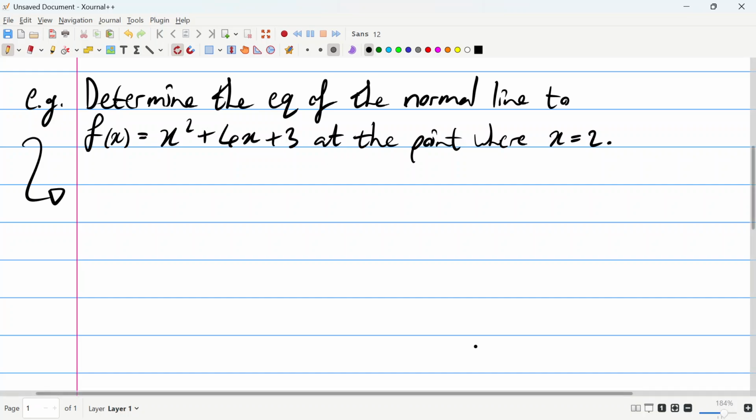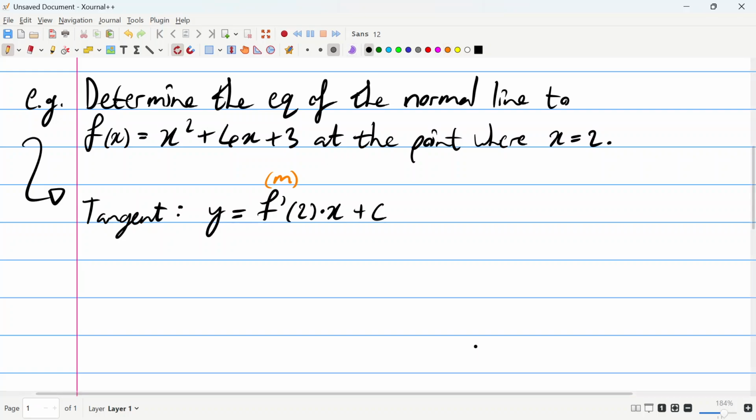Okay, so first things first, we need to know that the tangent equation would be in the form of y equals f prime of 2, because remember, we're doing it at the point 2, times x plus c, right? So we need to get it in this form, where this is basically the gradient at the point where x is equal to 2, okay? So obviously, we need to find f prime of 2.